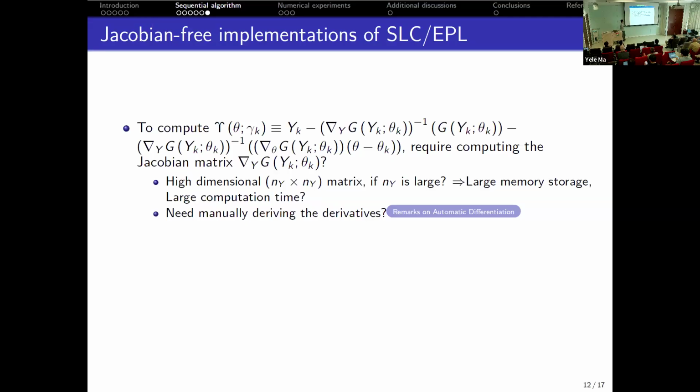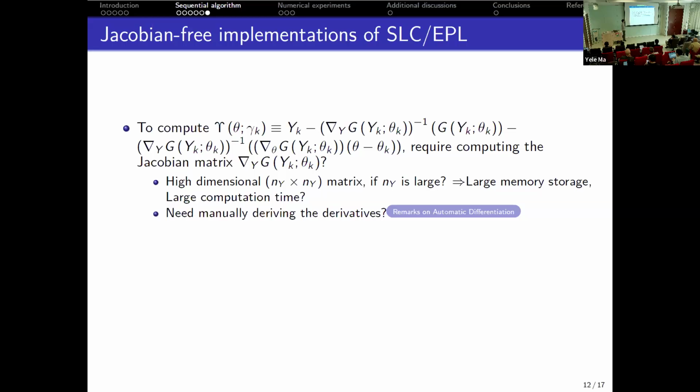So concerning the SLC, as you may notice, the Jacobian of G with respect to Y appears. And sometimes computing the Jacobian matrix is not desirable, especially when the dimension of Y is large, it can be high dimensional. Generally, such a matrix is N1 times N1 dimensional. In that case, it requires large memory storage and large computational time.